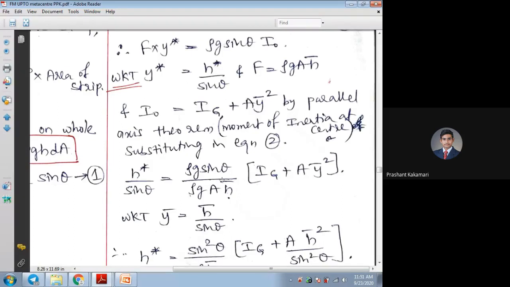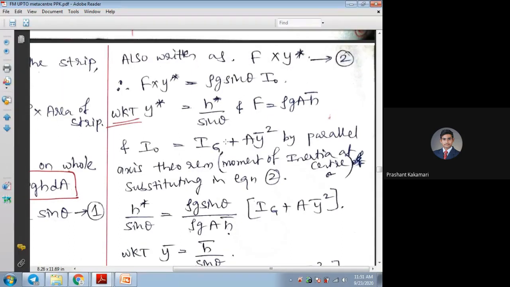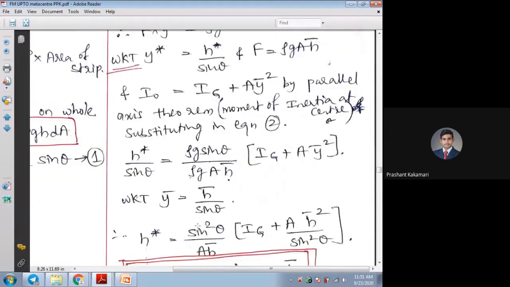So I think we'll stop the class at this moment. Next class we will proceed with this moment of force, and we'll find the point or the distance at which the pressure is located, or the center of pressure is located. Okay.